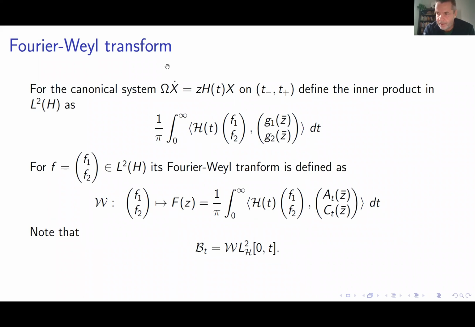But the Paley-Wiener spaces are Fourier images of L2 on an interval. So if our new de Branges spaces are a generalization of the Paley-Wiener space, then they also must be a Fourier-like image of some L2 space. And indeed they are. And here we define the so-called Fourier-Weyl transform, which is a lot like the Fourier transform, only instead of L2 on an interval, we consider L2 with the weight H. H is the Hamiltonian of the system.